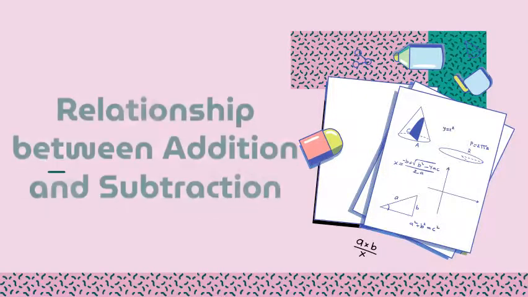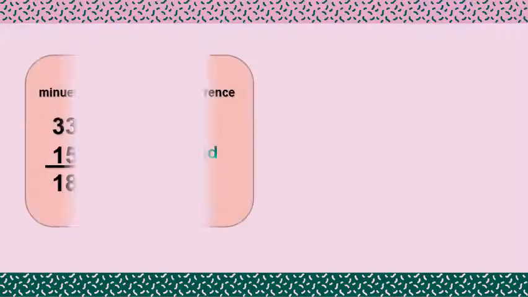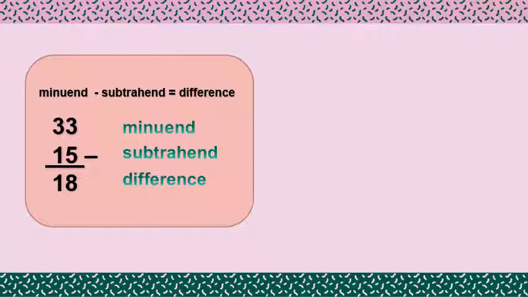And our last lesson for today is about the relationship between addition and subtraction. This is how we do simple subtraction: minuend minus subtrahend is equal to difference. For example, 33 minus 15 is equal to 18. 33 is the minuend, 15 is the subtrahend, and 18 is the difference.